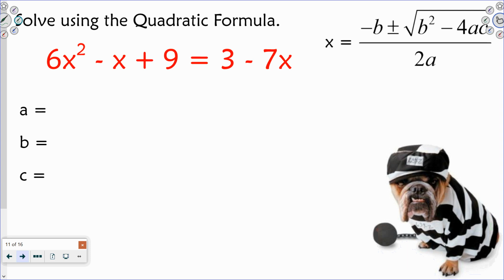So when I put that in standard form, what do we get? Oh, that's like a bad omen, isn't it? So my A is 6. My b is, oh wait, that should be a positive, shouldn't it? Yeah, add 7x. Yeah, it's a positive. That's a positive 6, and that's a positive 6.